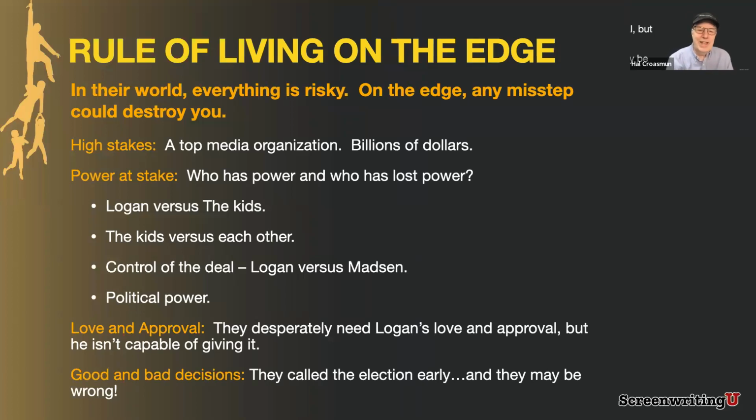And then there's this other part on living on the edge. Are they making good decisions or bad decisions? And sometimes a good decision in the moment becomes a bad decision just minutes later. Sometimes they make a good decision and a bad decision in the same moment. They make two decisions, one good, one bad. And sometimes they make what they think is a good decision, and then they find it was really, really bad. The easiest one to point to right now is they called the election early and they may be wrong. What will that mean?